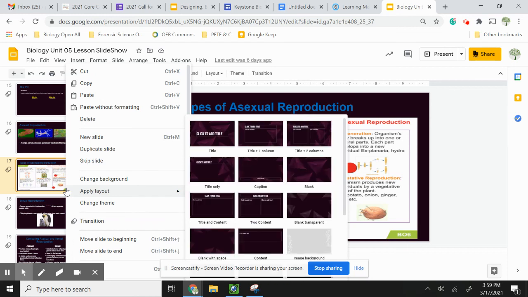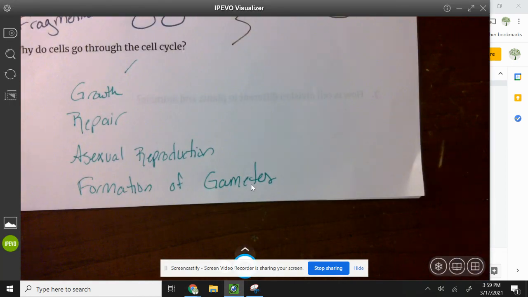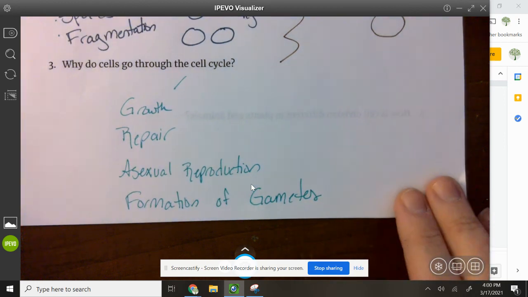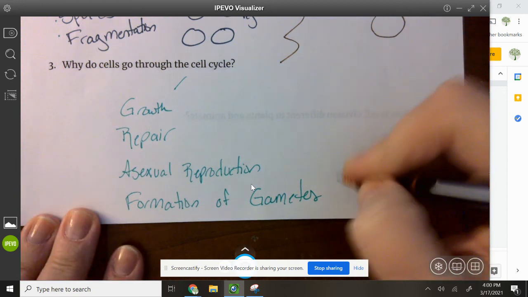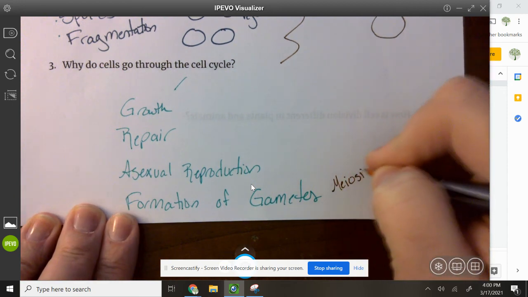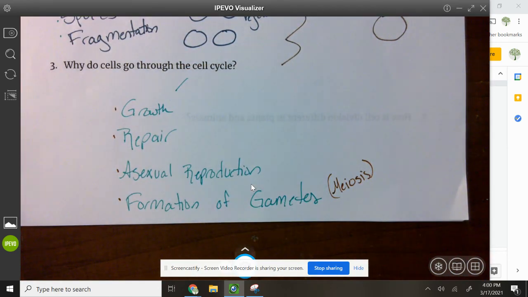All right, next up, why do cells go through the cell cycle? Why do they have to go through the cell cycle? Like, what's going on here? And we've got growth, repair, asexual reproduction, and formation of gametes. So when your cells are creating sperm or eggs, it's going to go through meiosis. So that's a little bit different. But those are the reasons that cells go through the cell cycle: for growth, repair, asexual reproduction, or formation of gametes.